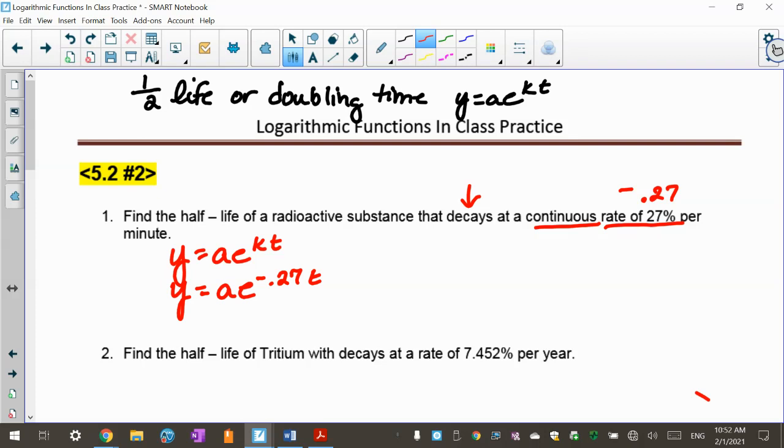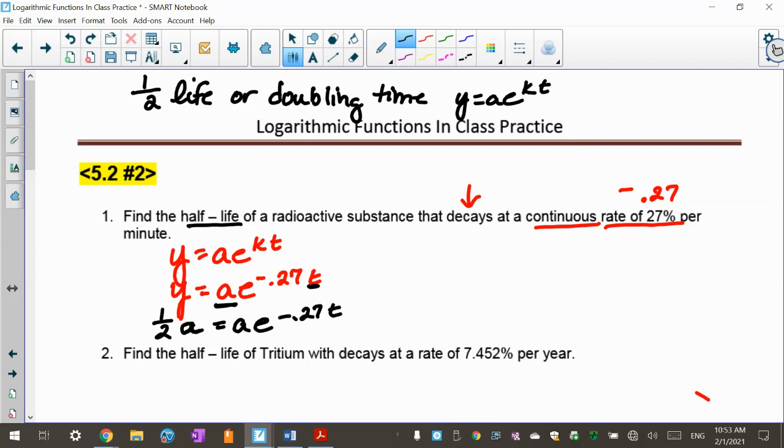Okay, so that's my formula, but what bothers everybody is they never told me my initial value. But it doesn't really matter. It says find the half-life, meaning you want to know how long it takes for half to go away. So if I start out with the amount of A, I want to know when there's a half of A left. So I'm going to put 1/2 of A equals A e to the negative 0.27t.